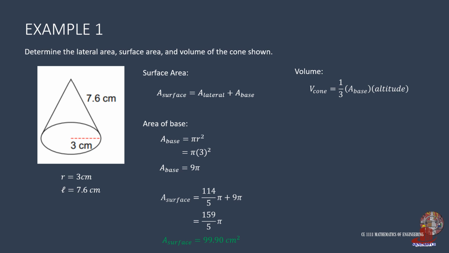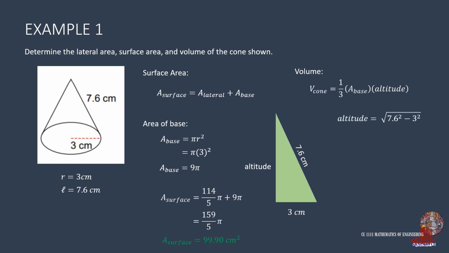But we still need to look for the altitude, so draw a triangle from the slant height, axis, and the radius of the base of the cone. By using the Pythagorean theorem, the altitude is the root of 7.6 squared minus 3 squared, which results to 6.98 cm. The volume is then a third of 9 pi times 6.98, which is simplified as 65.81 cubic centimeters.